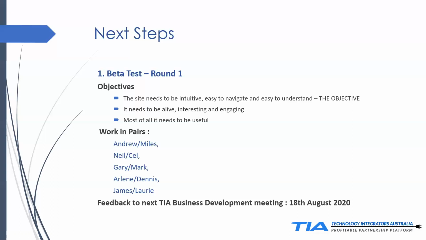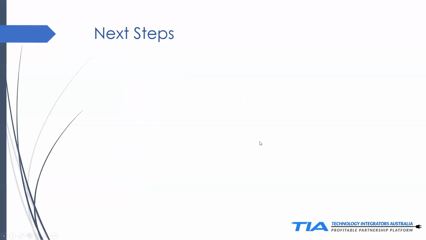So what I want to do in this next section is to work in pairs. So we've put Andrew and Miles together, Neil and Sel, Gary and me, Arlene and Dennis and James and Laurie, and we'd like to have feedback. So maybe if you could spend an hour working in your pairs, working through the current site as it is, with what I've just presented as a background, and come up with your thoughts and ideas collectively at the next business development meeting on the 18th of August.